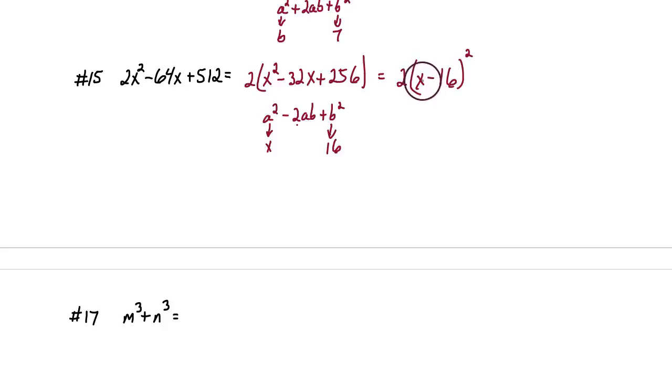Again, the way I'm figuring out the x and the 16 is I'm doing square roots. The square root of x squared makes x. The square root of 256 makes 16. This has a minus in the middle, so this has a minus in the middle.